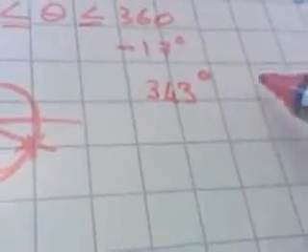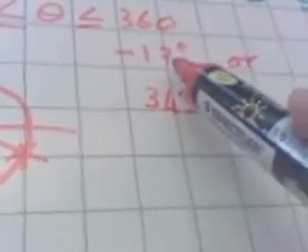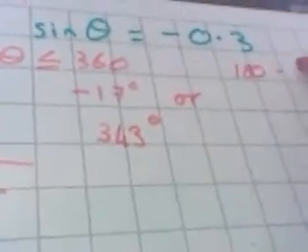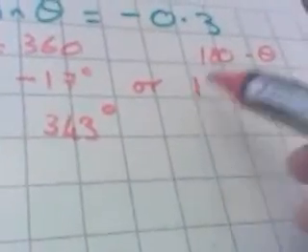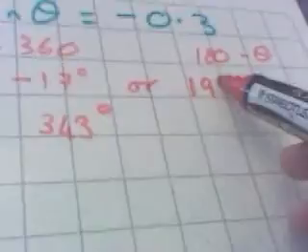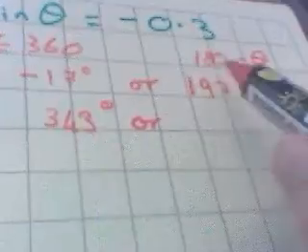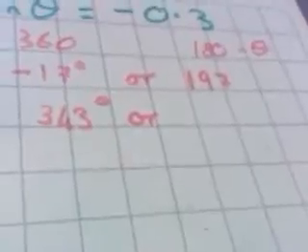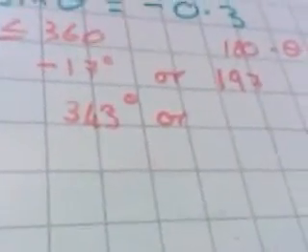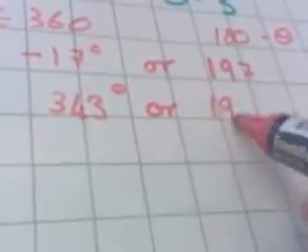The secondary solution, you could find out one of two ways. You could either take away negative 17 from 180, because if you remember, the secondary solutions for sine are 180 minus primary, so that would give me 197. Now your alternative is to get 180 take away 343. That would give me negative 160, which once you add on the 360 again gives you 197 anyway.